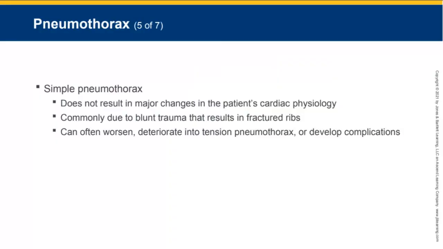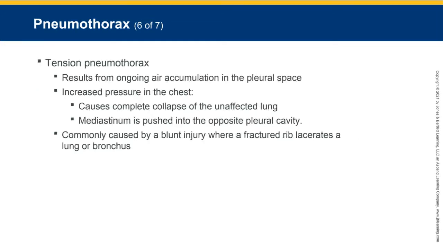Now, with a simple pneumothorax, it does not result in major changes in the patient's cardiac physiology. So a patient can have a collapsed lung and it does not affect circulation. Commonly due to blunt trauma that results in fractured ribs, it can often worsen and deteriorate into a tension pneumothorax or develop complications, so constantly monitor your patient.